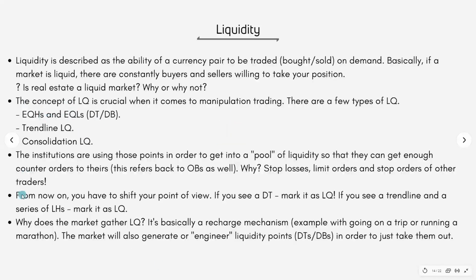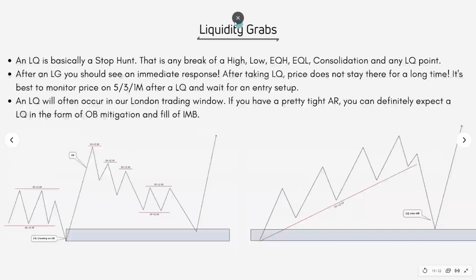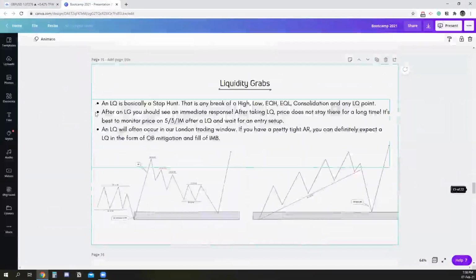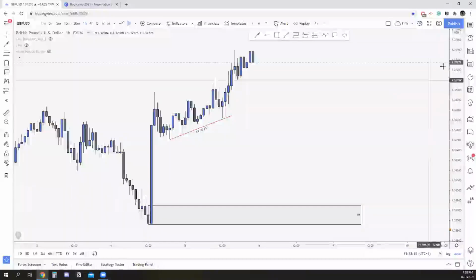From now on, you have to shift your point of view. If you see a double top, mark it as liquidity. We're not going to be looking to trade at the double top. We're going to be looking for that double top to be broken, for the liquidity to be taken above it. If you see a trend line and a series of lower highs, mark it as liquidity. And right now we have a great example on EU.